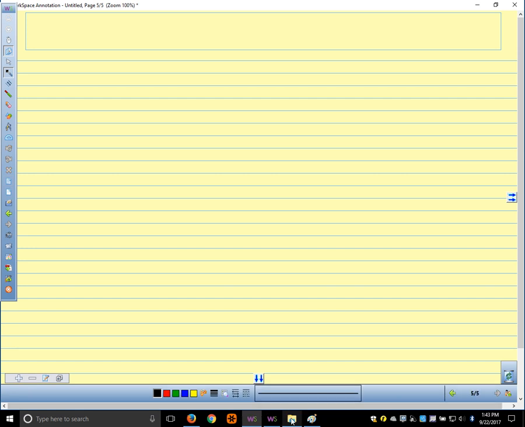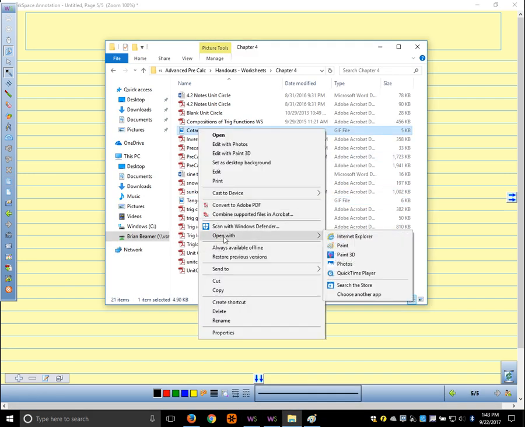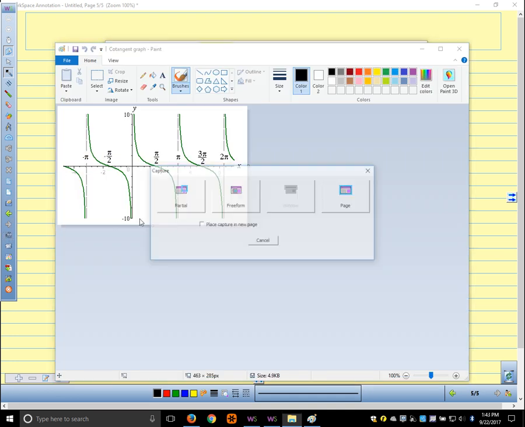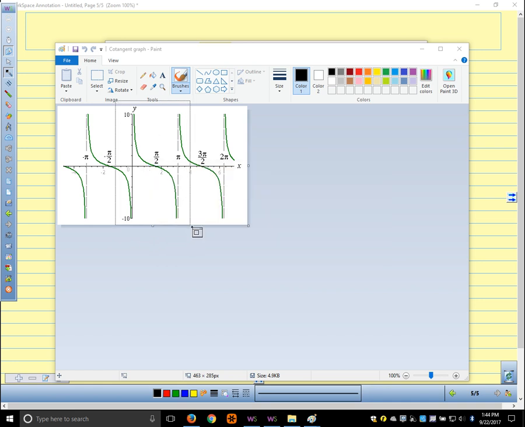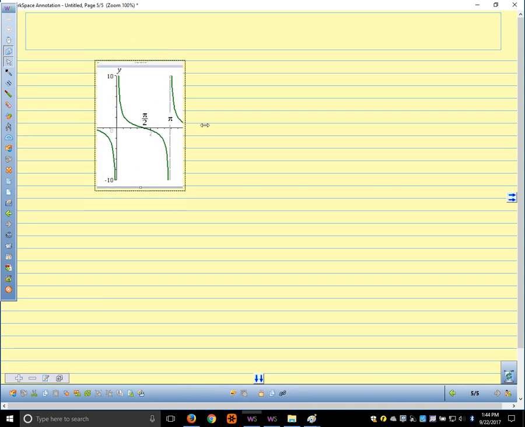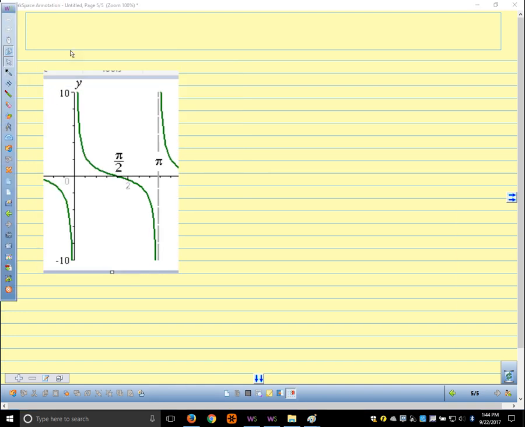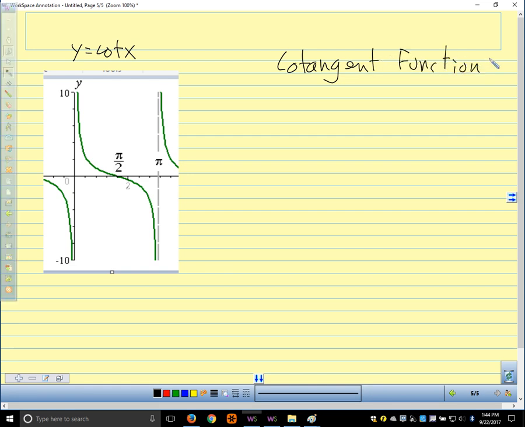So let me grab a picture of a cotangent graph. All right, so there is y equals cotangent x. So some important facts about the cotangent function. We know that cotangent is odd. So odd functions have origin symmetry. So if we rotated this, here's our origin. If we rotated this around the origin, we'd get this branch that's over here, and it would look exactly the same.